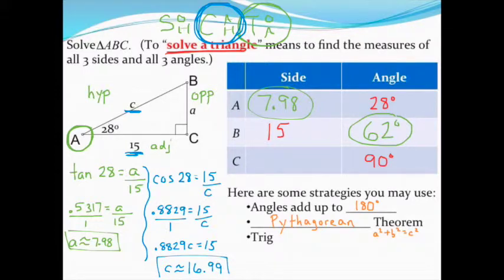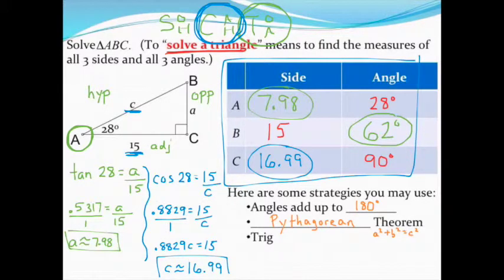So again, adding that to my chart to get all of my 6 answers, there are all 3 sides, all 3 angles. I know I'm probably right in the sense that C is my biggest side. I knew that hypotenuse should be the biggest. If C came out to be like 5 or something, I know that couldn't be right because it's not the biggest side. So I've solved the right triangle. I found out everything I could about that triangle.